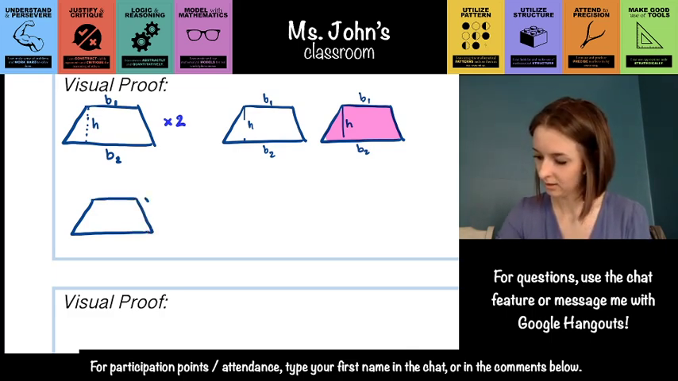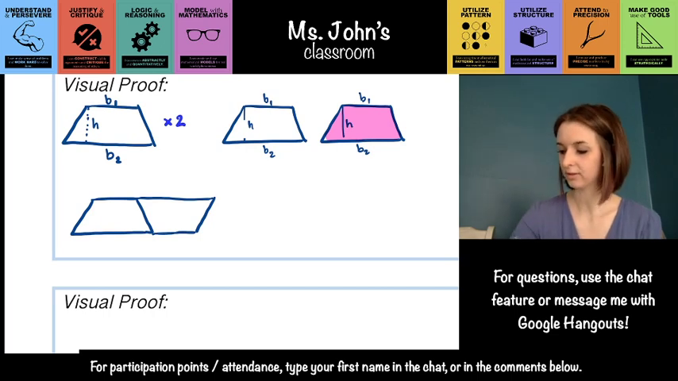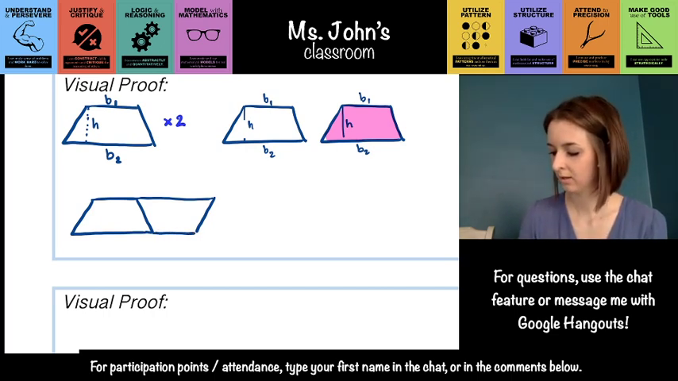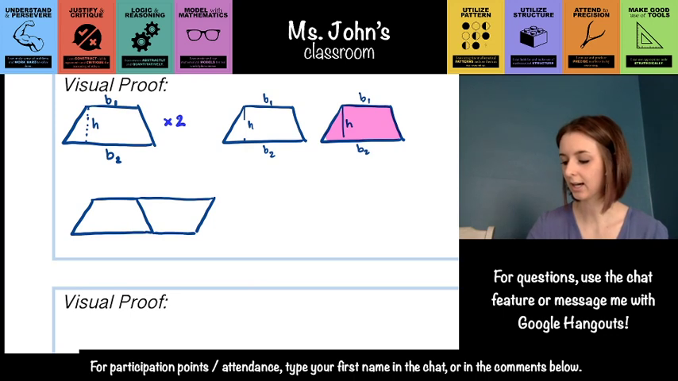And then the other trapezoid can actually fit the first one perfectly, just like that. And now we have, since we flipped it upside down, the base 1 of that trapezoid is actually on the bottom. Here's base 1, here's base 2.